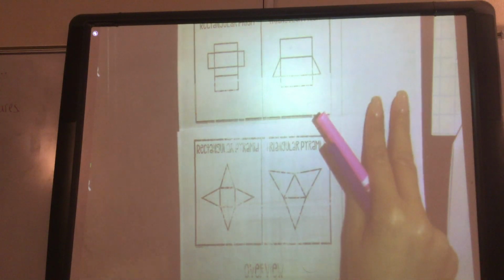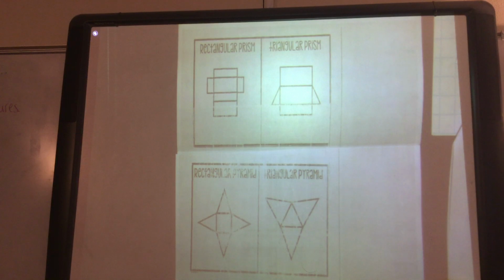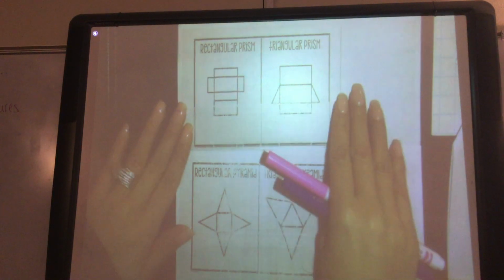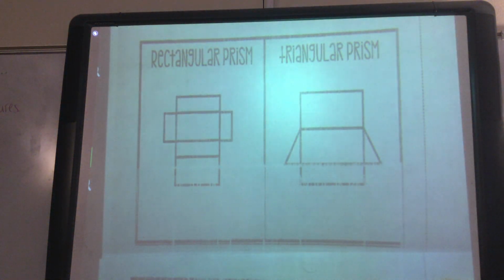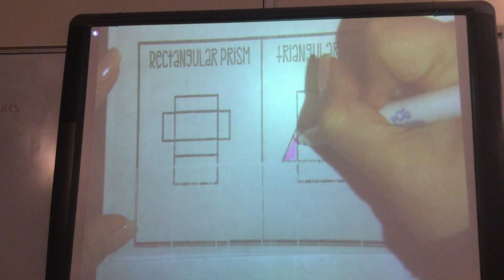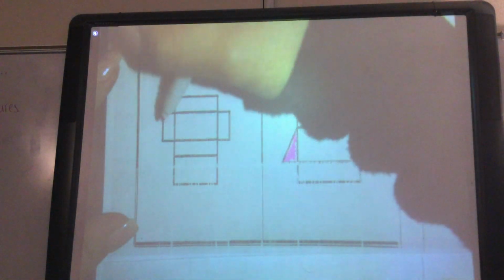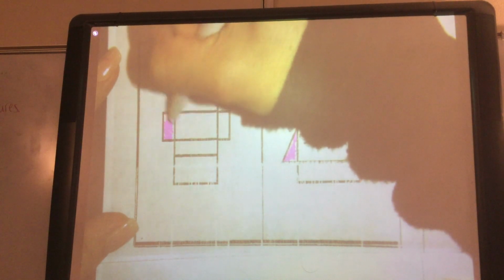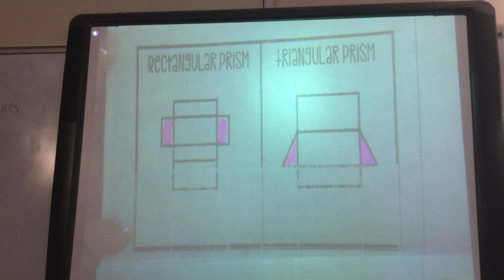On the top you will see we have a rectangular prism and a triangular prism, and that is where we're focusing today. A rectangular prism is named so because opposite sides are rectangular. In a triangular prism, you'll notice that two sides are triangles, and that's where the name comes from. When you have opposite sides that are a shape that gives the figure its name, that's its base. So a rectangular prism has at least two rectangular faces, whereas a triangular prism has at least two triangular faces.